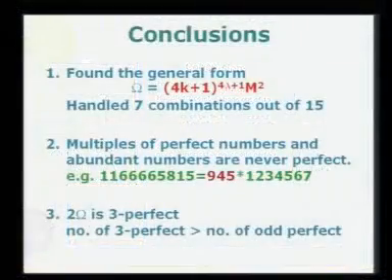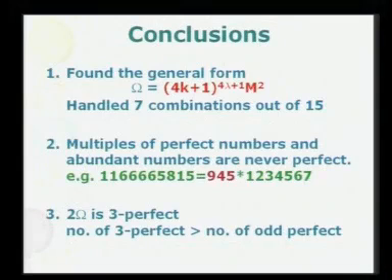So in conclusion, there are three results. First of all, we found the general form of an odd perfect number. Omega is equal to (4k plus 1) to the power of (4 lambda plus 1) times m squared. And we handled 7 cases of 15, and we eliminated 3 of them and posed restrictions on 4 of them.